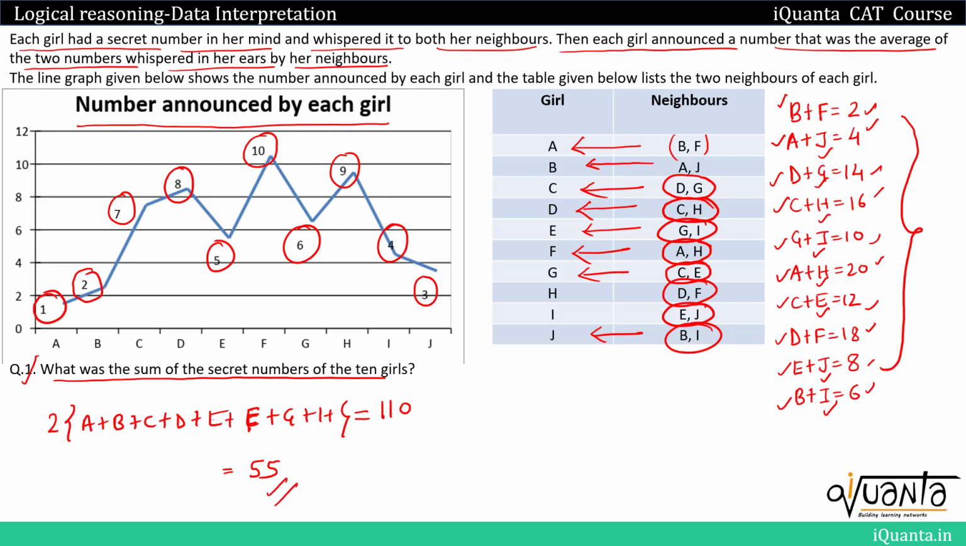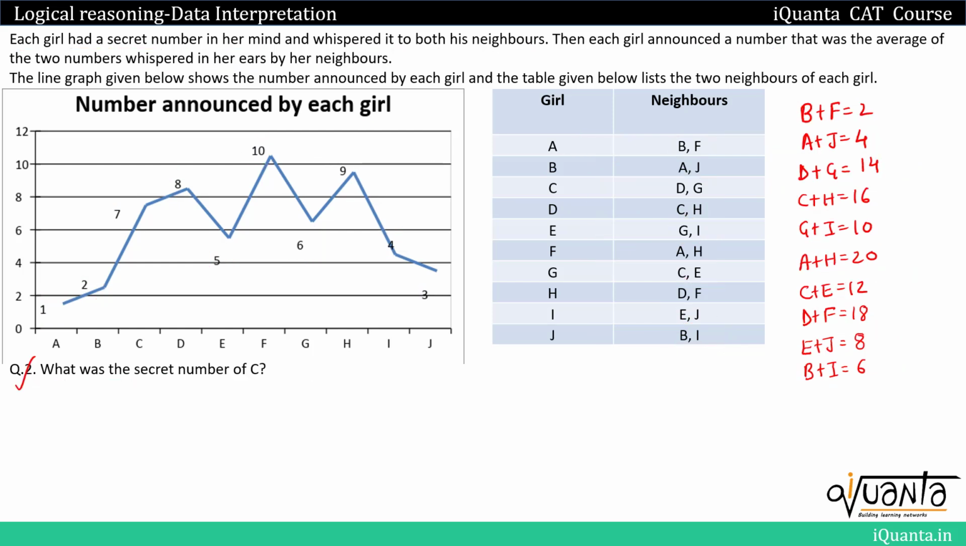So this was very easy. Let's try to solve the next question now. The second question is, what was the secret number of C? So we again have these equations over here. We have to find out the value of C by solving these equations. Now I have already told you that whenever the number of variables and the number of equations is the same, it is possible to solve the equations. So we basically have 1, 2, 3, 4, 5, 6, 7, 8, 9, 10 equations, and we have 10 variables involved, A to J. So yes, we can definitely find out the values of all these variables.